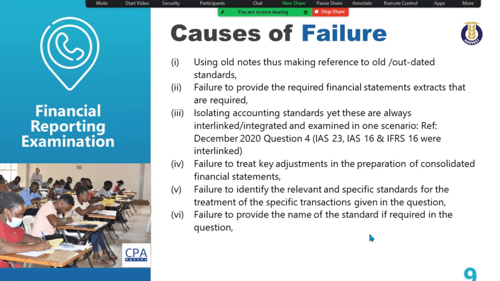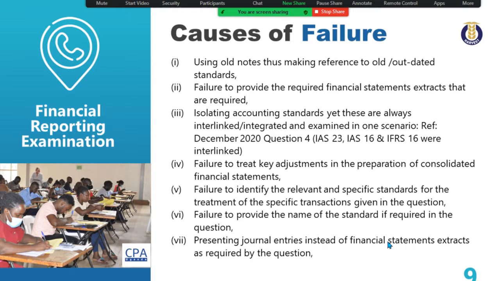Failure to provide the name of the standard if required in the question. According to the standard, which standard? Tell us. Why are you hiding? According to the standard, the recognition criteria, which standard are you telling us? Talk about it. According to IAS 23, according to IAS 21, according to IAS 16. Give us the name. Why are you hiding the name?